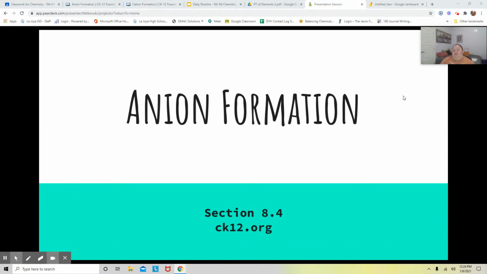Today, we're going to be discussing section 8.4 from your packet. It's on anion formation, and of course, this comes from your CK12 packet.